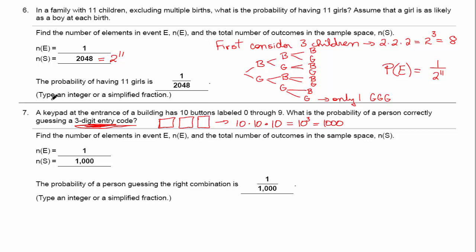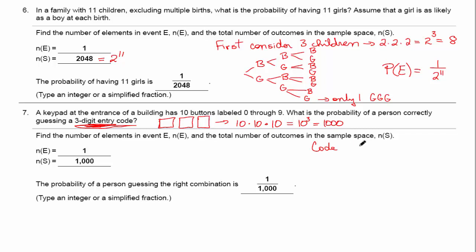All right, question 7, we have a keypad. We have some buttons labeled 0 through 9, so there's 10 of these buttons. We want to guess a 3-digit code. So think of it again as 3 boxes. Now they don't tell me anything about the code, so there can be repeats, order can matter.